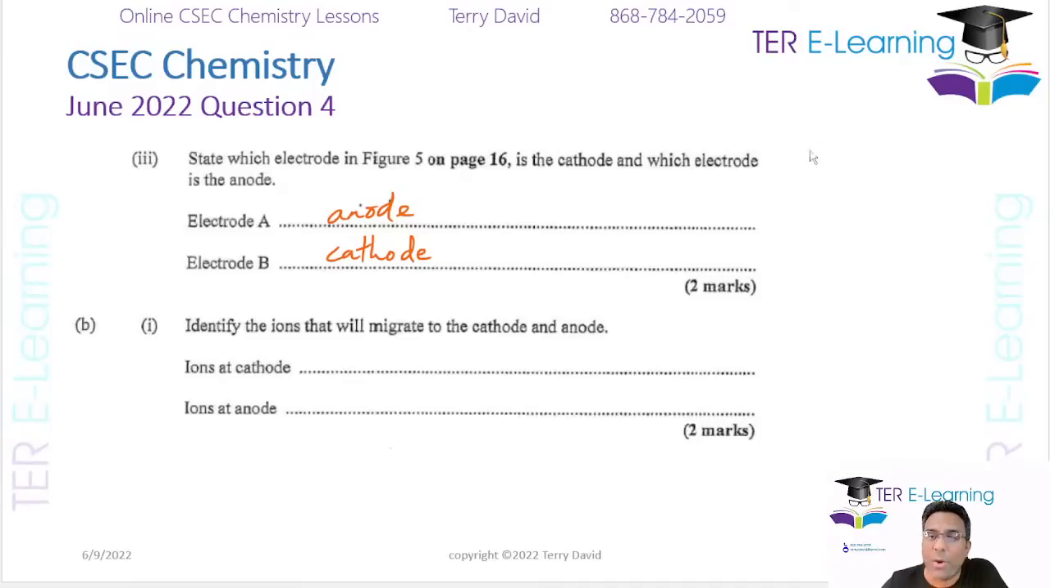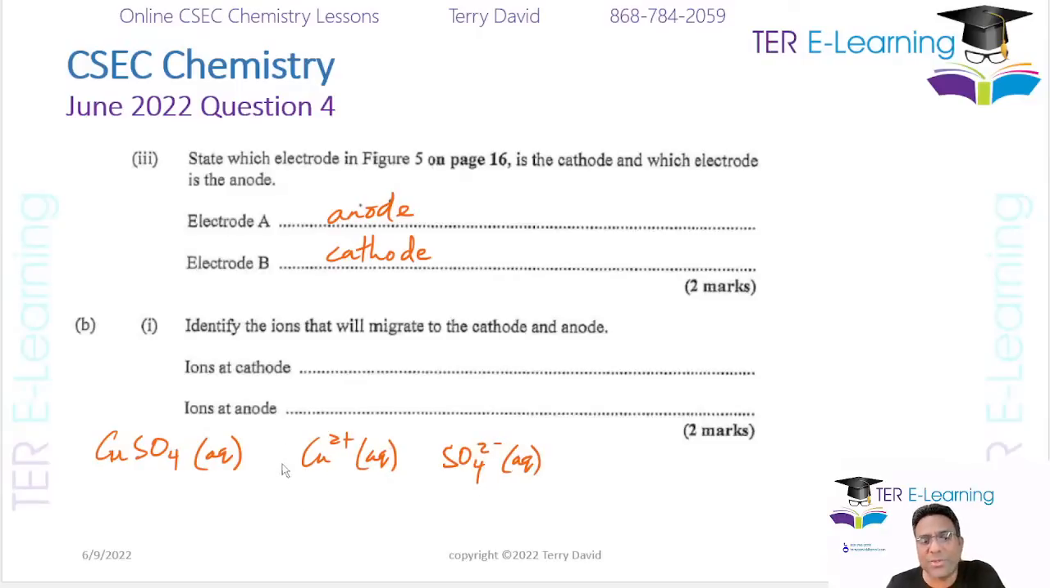The next thing they said here now: identify the ions that will migrate towards the cathode and the anode. Now, whenever you have a solution, so you have copper sulfate aqueous, how you analyze an electrolysis, we look at the obvious ions first. So you know you're going to have Cu2+ aqueous, and SO4 2- aqueous. But at the same time, you're going to have H+ from the water, and OH- from the water as well. So I have 4 different ions present here.